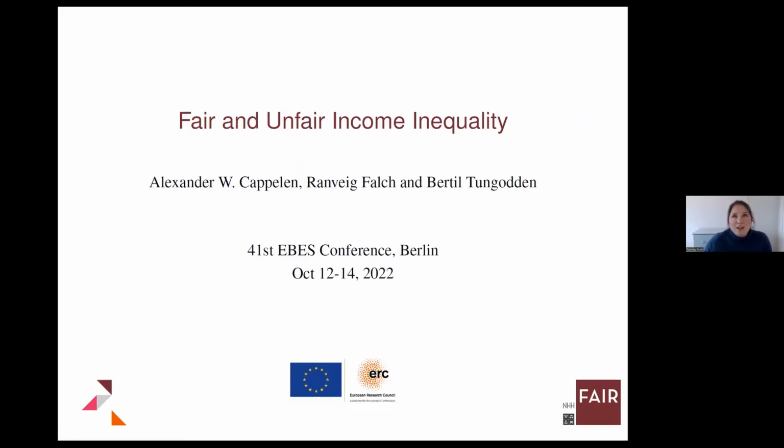So inequality is one of the most pressing issues in the modern world, and it impacts important life outcomes such as health, education, labor market outcomes. But what do people really consider to be fair and unfair inequalities? And the appropriate policy response to inequalities really depends on that answer. So it seems important to investigate and to understand which income inequalities people really consider fair and unfair.